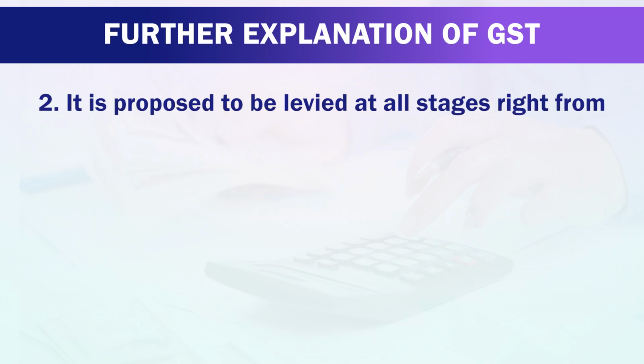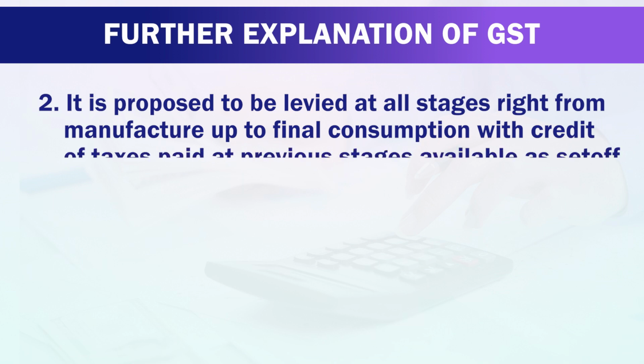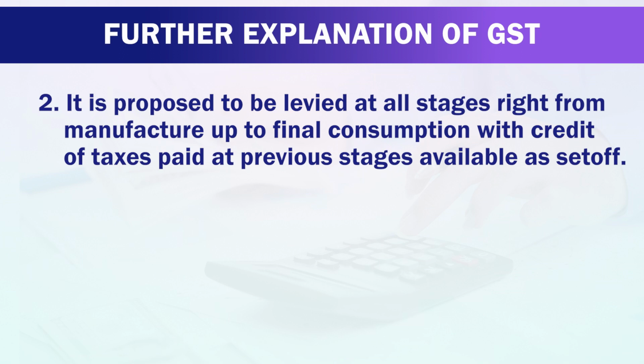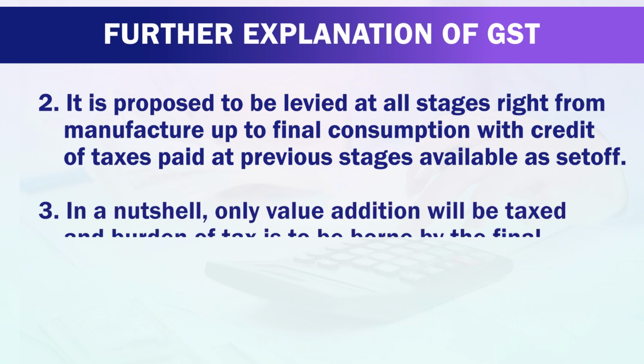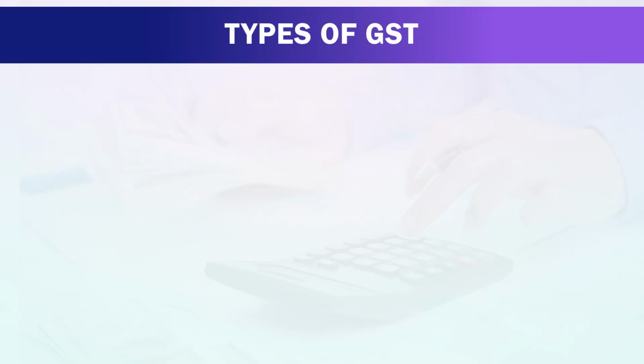Number 2, it is proposed to be levied at all stages right from manufacturing up to final consumption with credit of taxes paid at previous stages available as set off. And number 3, in a nutshell, only value addition will be taxed and burden of tax is to be borne by the final consumer. Let us see types of GST.